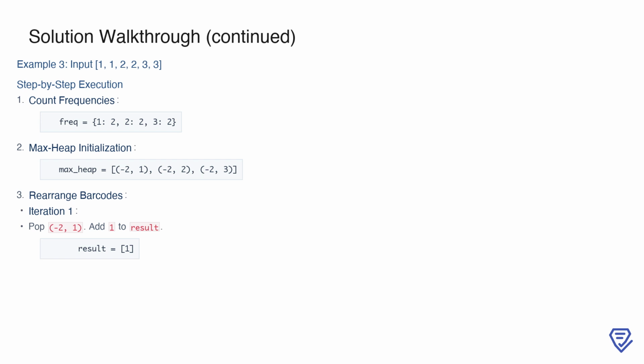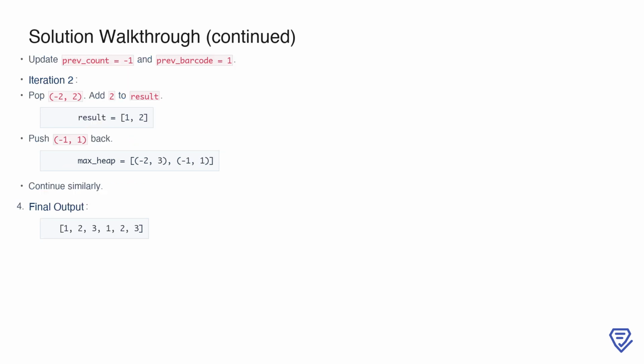By carefully alternating between the remaining barcodes while maintaining their frequencies in the heap, we ensure that the arrangement continues without any two adjacent barcodes being the same. In the second iteration, we pop -2, 2 from the heap and add 2 to the result, making it 1, 2. At this point, we push the previous barcode, -1, 1, back into the heap since it still has one remaining occurrence. The heap updates to -2, 3, -1, 1.